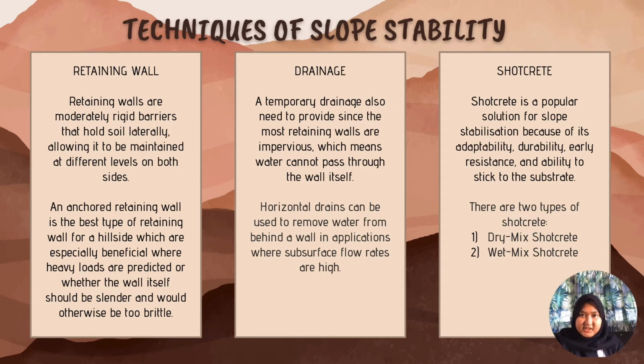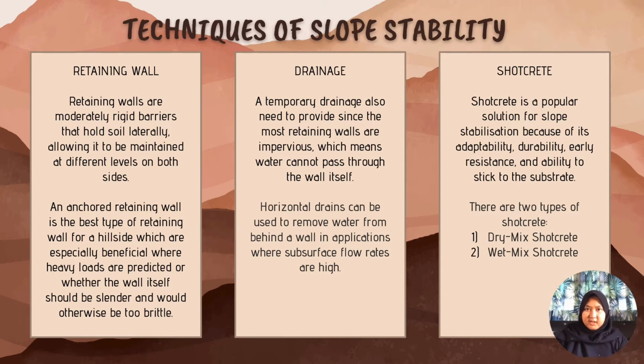Next, drainage. A temporary drainage also needs to be provided since most retaining walls are impervious, which means water cannot pass through the wall. If there is no drainage, water will compromise the safety and structure of the retaining wall. Horizontal drains can be used to remove the water from behind a wall in applications where subsurface flow rates are high.